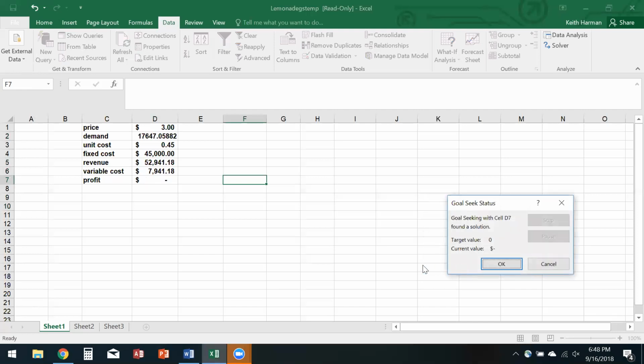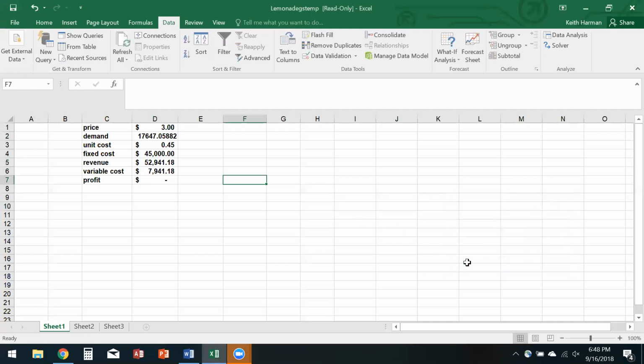And here it is. The goal seek gives us this figure. The demand would need to be 17,647. All right, let's just do this again. Okay. We'll take that and we'll say okay. And in fact, I'm just going to walk us back to where we were.